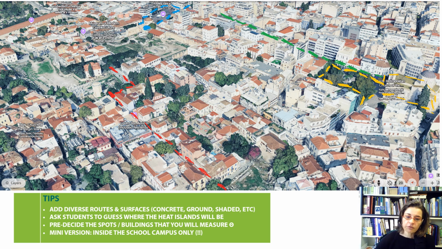If you want to do a mini version of this activity, you can do it inside the school campus only. So go to various spots within the school, such as the garden, a corridor, a shaded area, an area under a tree, in order for students to compare the different temperatures.